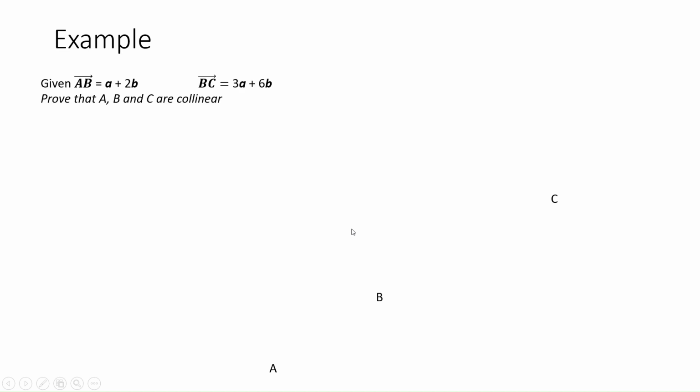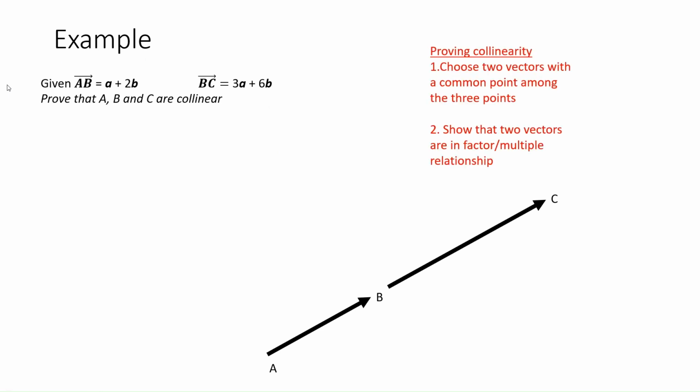Let's do one example so that it's easy for you to understand what I'm saying. Let's say it's given that AB is 2a plus 2b and BC is 3a plus 6b. Now I need to prove that A, B, and C are collinear. How am I going to do it? So first thing, let's recall our proving collinearity instruction. First, choose two vectors with a common point. So I'm just going to choose the first common point. Let's choose A first as the common point.